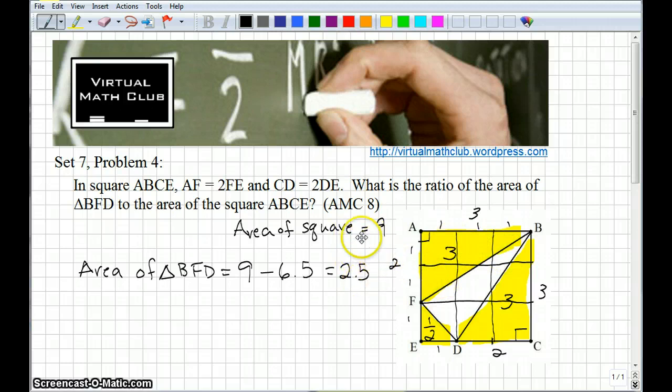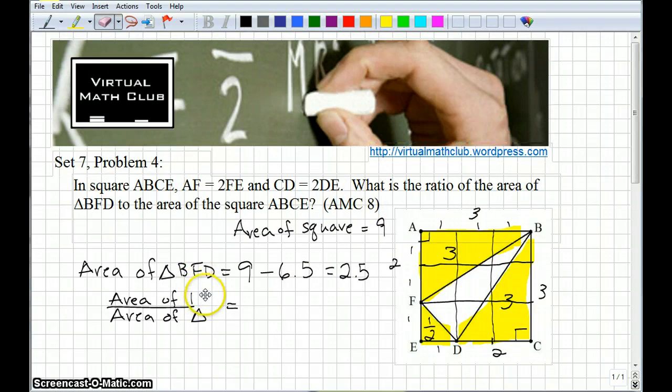So now we have the area of the square, we have the area of the triangle, we can actually find the ratio. So the area of the square, I'm just going to draw that, over the area of the triangle is equal to, whoops, wait a minute. I'm supposed to find the ratio of the area of the triangle to the area of the square. Oops, I better do that, huh? Better do the right thing. So I'm going to say area of the triangle to the area of the square. That's what we're asked to find.